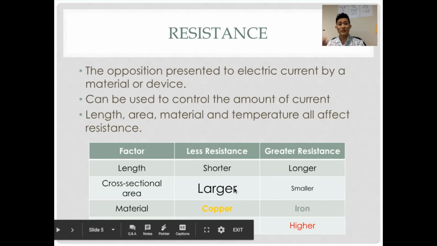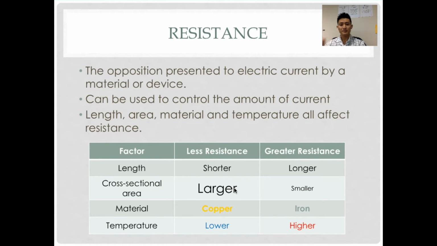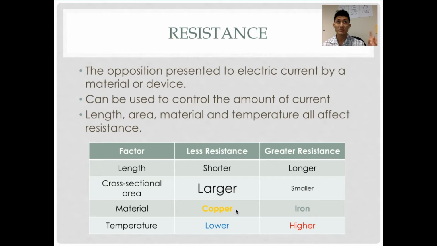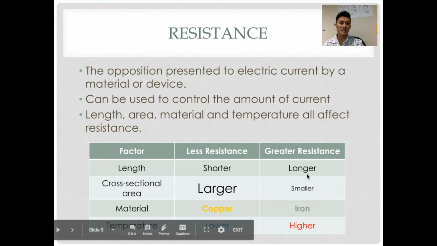Also, the cross-sectional area. If I have a very thick wire, my resistance will be a lot less. Copper has one of the least resistances. That's why we use it in our wires to transport electricity here in the United States. And then of course the lower the temperature is, the less resistance we get. So we want to make it cold, short, a large cross section, and made out of copper. And as you can see, vice versa gives us greater resistance if we wanted to have greater resistance.